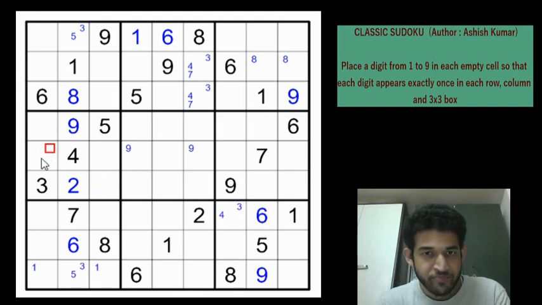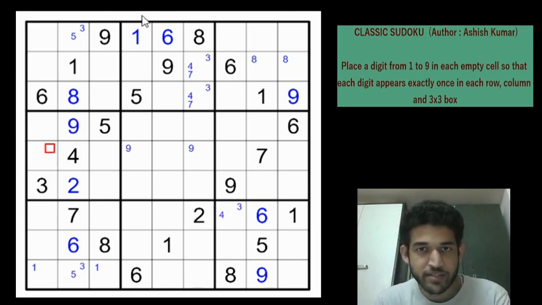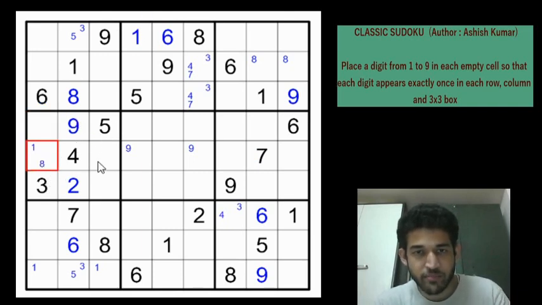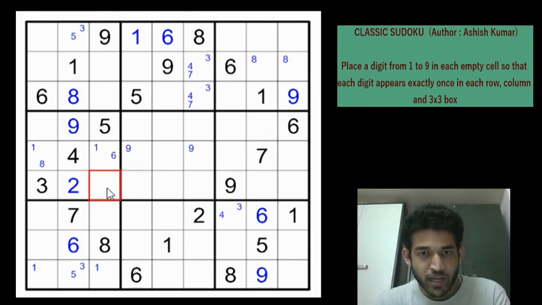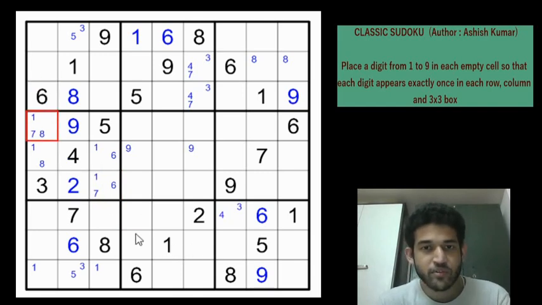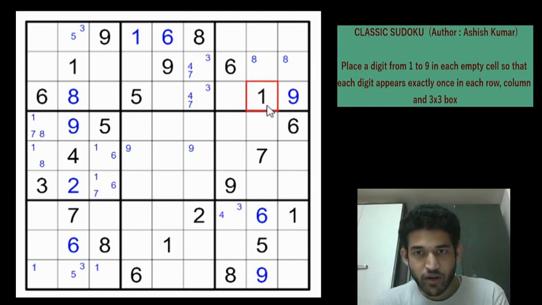So if you look at this cell, it can't contain 6 or a 7, and 2, 3, 4, 5, 9. So remaining digits are 1 and 8. So we'll pencil mark them. And this cannot contain 7 and 8, so this will be 1 or a 6. And this cannot contain 8, so this will be 1, 6 and 7. And this will be 1, 7 and 8. Right? So 1 is in column 8 and 1 is in column 9. So 1 must go into one of these two cells, right?